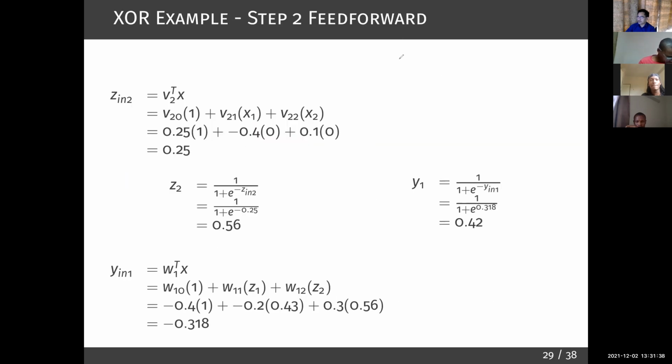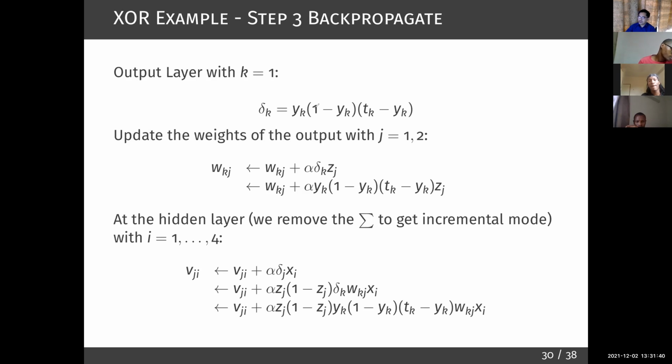So now let's go to backpropagation. So here you only have y1 output. This is your target value, and this is y1 output. What is your target value?